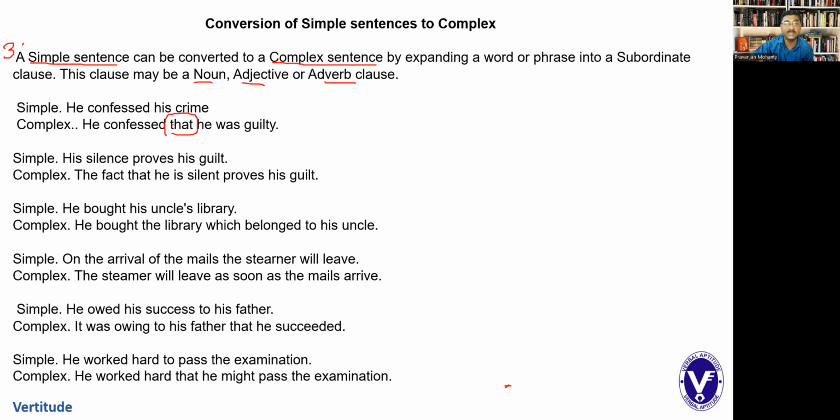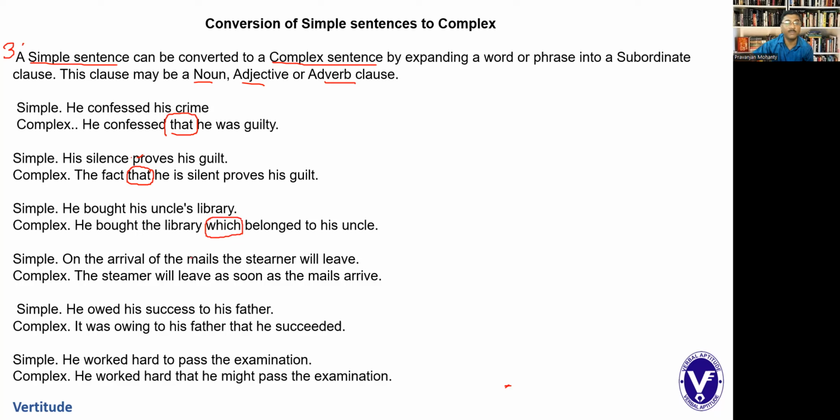We now know what is a complex sentence, no? There has to be a dependent and an independent clause. And the dependent clause is joined to the independent clause by a subordinating conjunction or by a relative pronoun: who, which, whose. His silence proves his guilt. The fact that he is silent proves his guilt. He bought his uncle's library. He bought the library which belonged to his uncle.